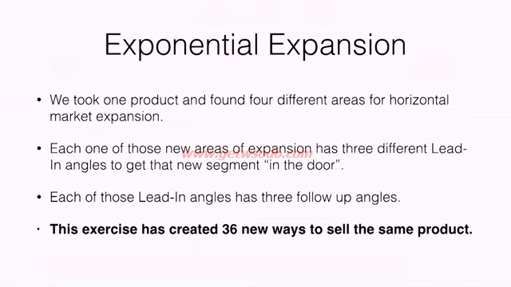So what we did is we took one product and we found 4 different areas of horizontal market expansion for each. We took the webinar course and we said, well, we'll sell to the general market, we'll sell to business coaches, we'll sell to consultants, no, we'll sell to lawyers, and we'll sell to, who else were we selling to? Finance guys. Yep, 4 different ones, right? Oh, and we'll sell to consultants. So I think it was 5.